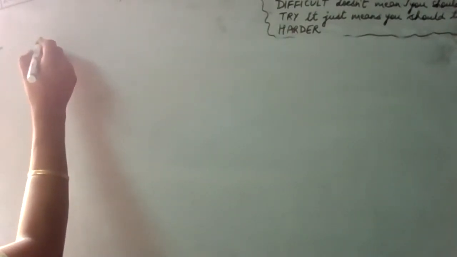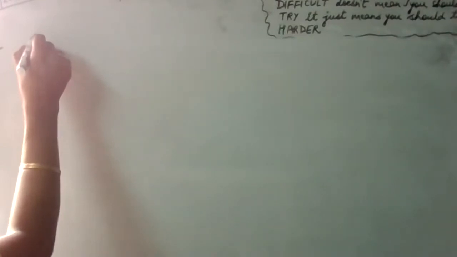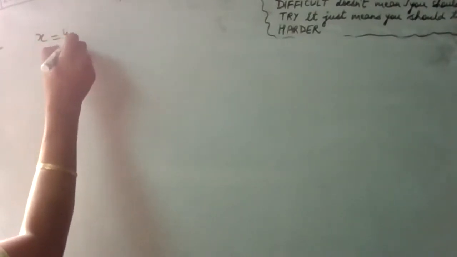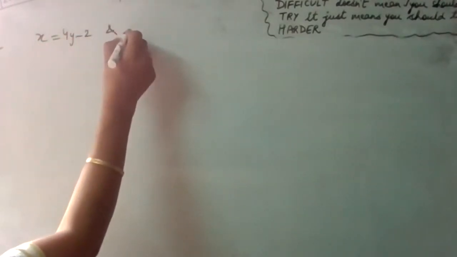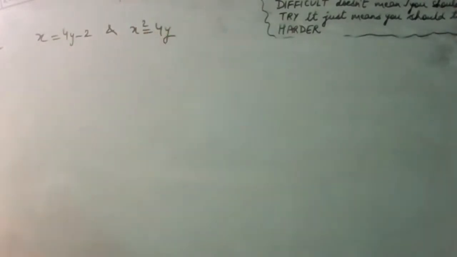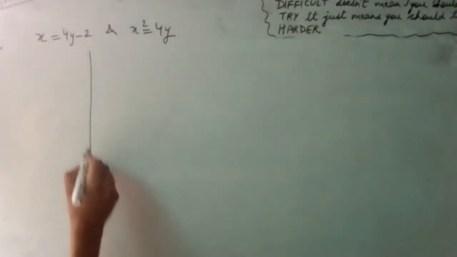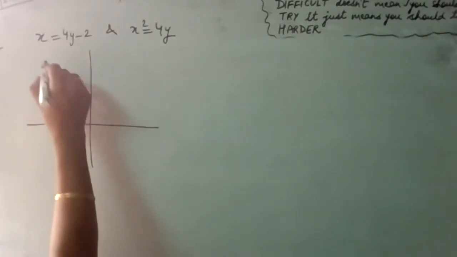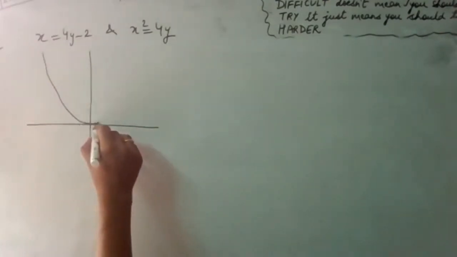Area bounded by the line x equal to 4y minus 2 and the parabola x square equal to 4y. Again, if we look here, the parabola is symmetric about the y-axis. So let's just make the parabola which is symmetric about the y-axis.